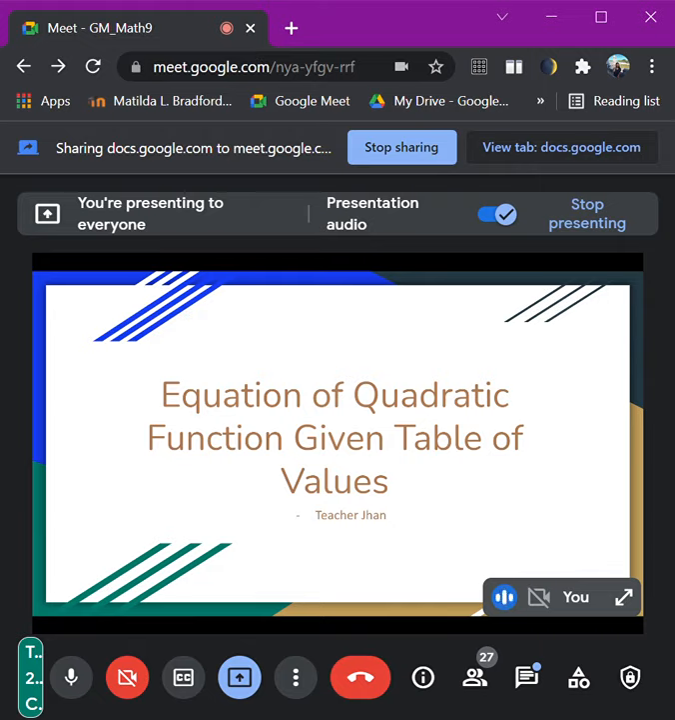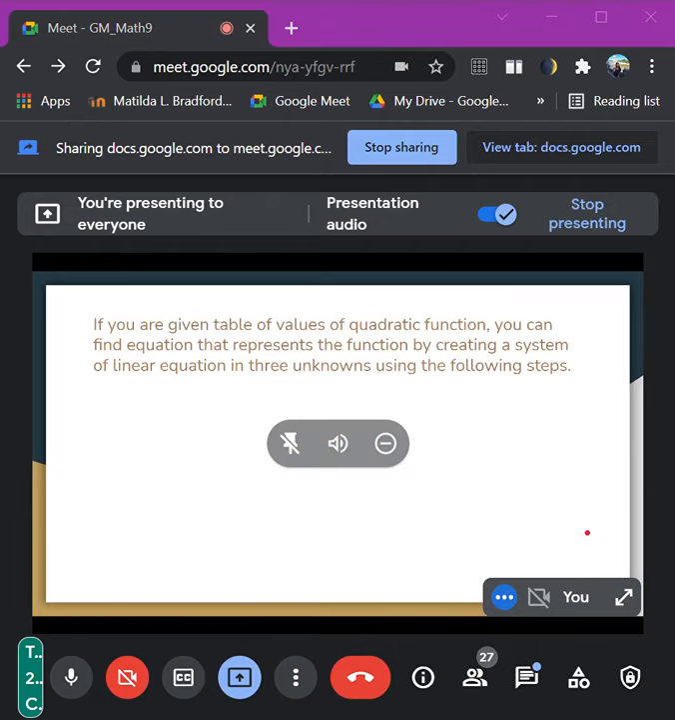So we have here the equation of a quadratic function given a table of values. Now, if you are given a table of values of a quadratic function, you can find the equation that represents the function by creating a system of linear equations in three unknowns using the following steps. So if you can still remember our lesson in grade 8, systems of linear equations, then this lesson will be easy for you. Okay?